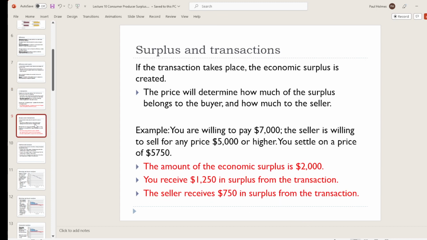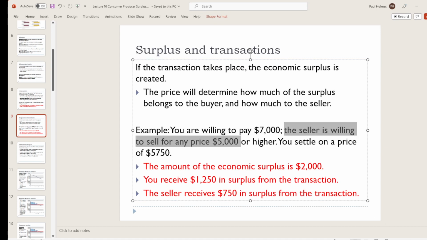Let's run through it with some numbers here. So let's say you're willing to pay $7,000 for a particular used car, and our seller is willing to sell it for any price $5,000 or higher. Then what we say is that the potential economic surplus that could result from this transaction is the difference between these two, which is $2,000.